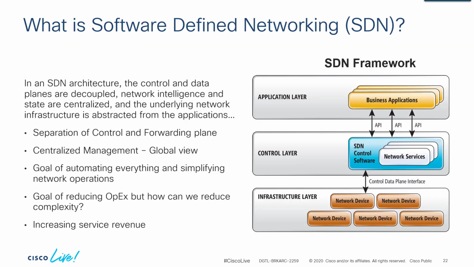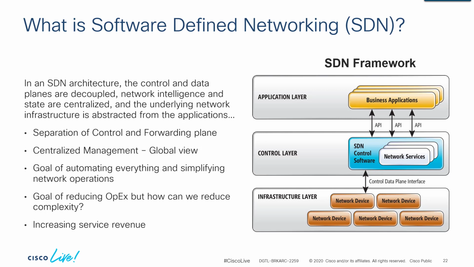What is software-defined networking? Well, software-defined networking is an architecture in which the control and data planes are decoupled from each other. The network intelligence and state are centralized, typically resident in the cloud, and the underlying network infrastructure is abstracted from the applications. What does this all buy you? Well, first of all, it gives you a control plane that can run in the cloud and a forwarding plane that can run potentially at a lower cost on a device in a branch or campus or data center environment.